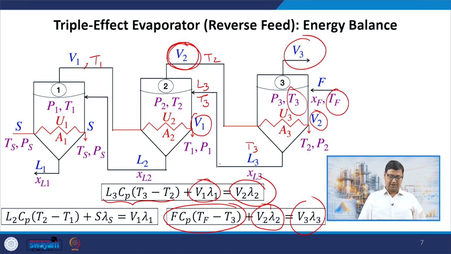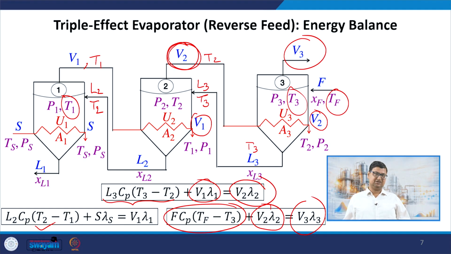And the vapor that is leaving the second effect is V2, which is at temperature T2 and has latent heat lambda 2. And now for the first effect, what is entering is L2 at temperature T2 and the operating temperature of the first effect is T1. So the sensible heat change is L2 Cp (T2 minus T1).